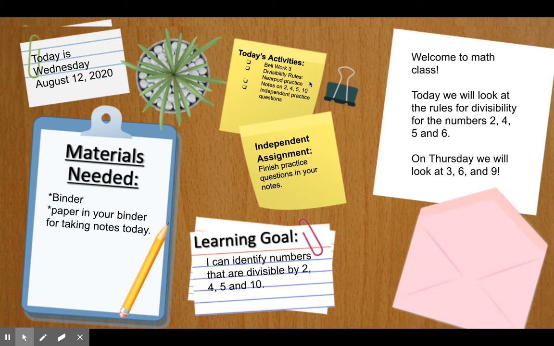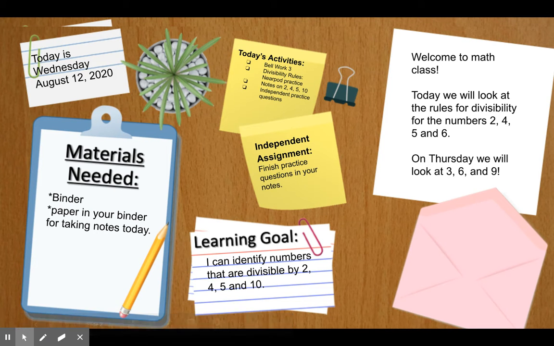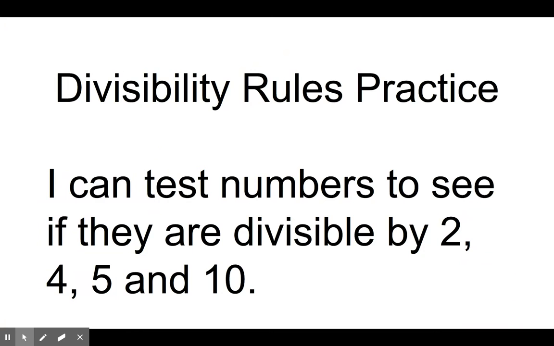Check that off. We went over the divisibility rules in a Nearpod activity. Then today you're going to be able to add notes to your notebook on the numbers 2, 4, 5, and 10. And then there'll be a couple independent practice questions at the end. So your independent practice is just to finish those in your notes. So our learning goal today is that I can identify the numbers that are divisible by 2, 4, 5, and 10.